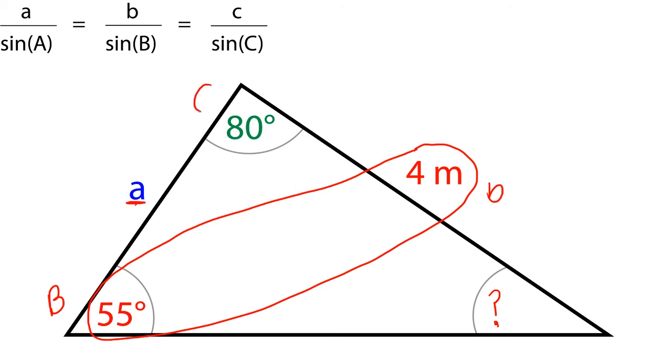Up here we can see we have 80 degrees as well. So this is going to be big C. This is going to be big A. And this is going to be little c. So you might be wondering, well, maybe we should find side little c, but that's not going to get us any closer to the answer.